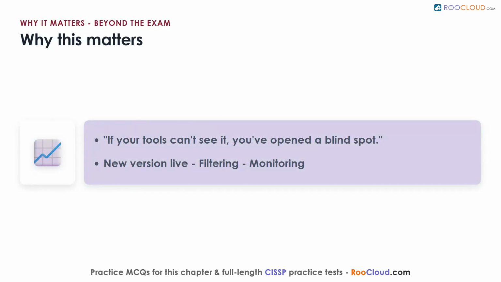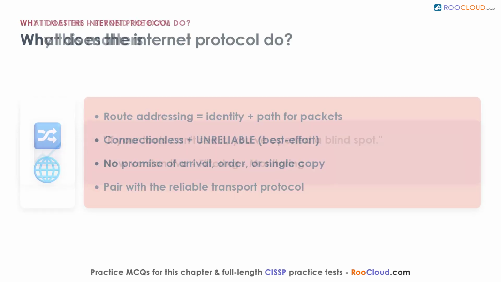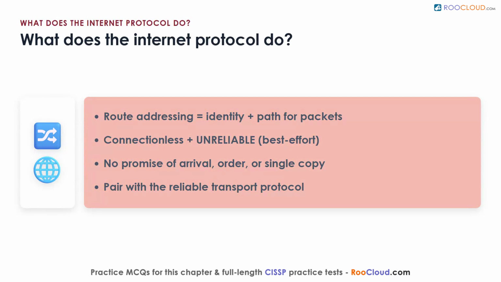Because addressing decisions shape your filtering, your monitoring, and your attack surface. Imagine your organization begins enabling the newer address version on production systems. If your security tools cannot see that traffic, you have just opened a blind spot. Knowing how addressing works and how the two versions coexist is what keeps that transition from becoming a gap an attacker walks through.